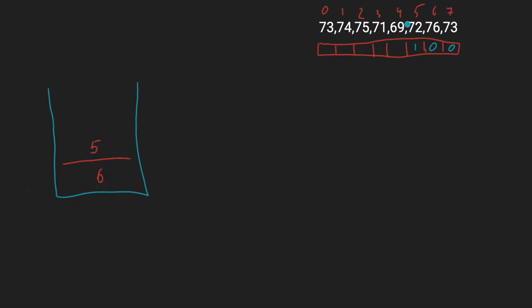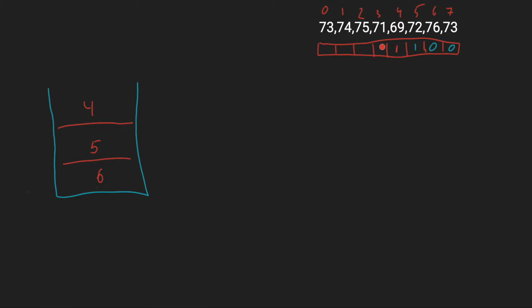So let's go to the next one, 69. How about the 69? 69 is less than 72, so we are adding its index, 4, here, and again we are setting the value to 1. Then let's go to the next one. The next one is 71.